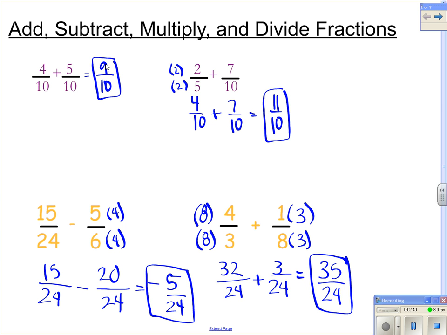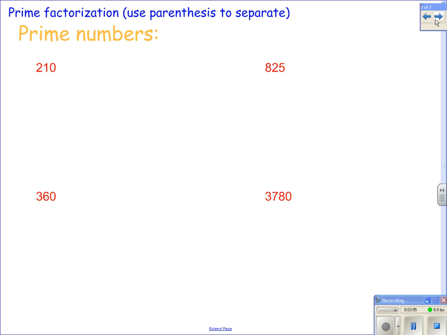Are there questions on this yet? This is what most of you are probably used to doing. I'm going to change things up a little bit, not to something that you've never seen before, but I'm going to change the way that you're showing your work. Okay, because it's going to help us when we add in those variables next week. Okay, so before we do that, let's review prime factorization.